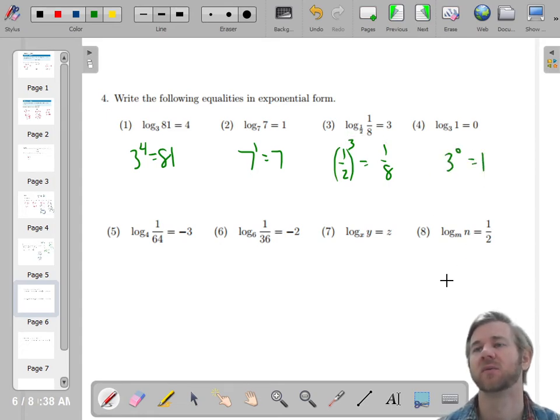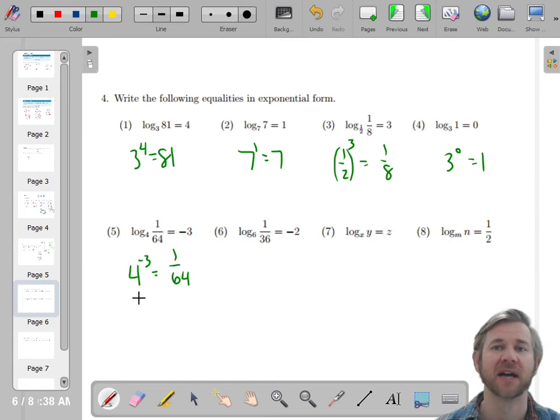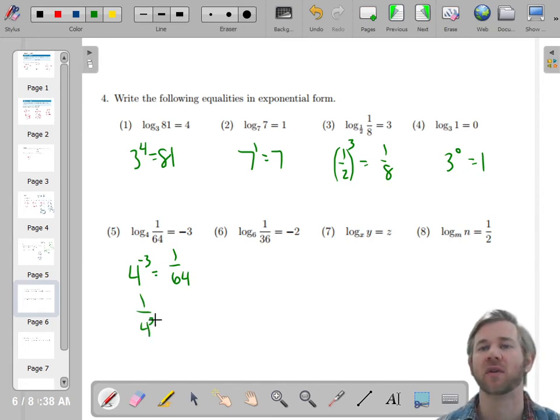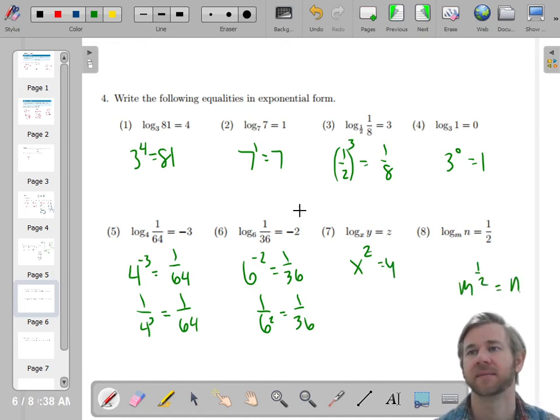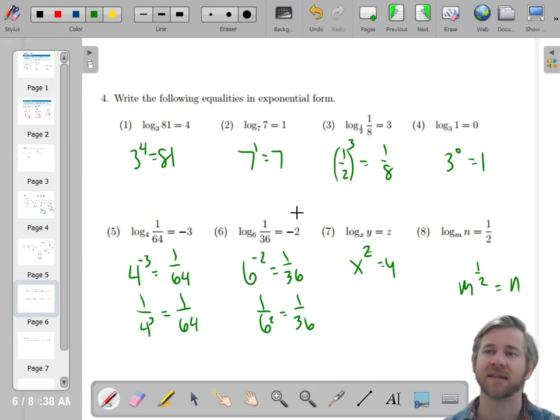3 to the 0 is 1. All right, cool. 4 to the negative 3rd is 1 over 64. That's because this is 1 over 4 to the 3rd. So yeah, that's true. 6 to the negative 2nd is 1 over 36. Again, because that's 1 over 6 squared, which does equal 1 over 36. X to the z equals y. You can't solve that. And m to the 1/2 equals n. Or another way of saying that is n is the square root of m.